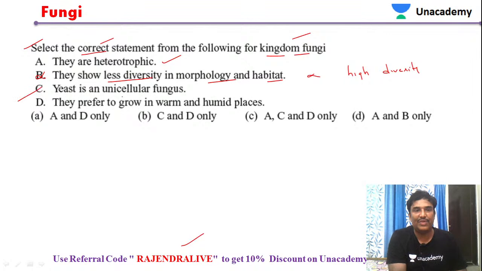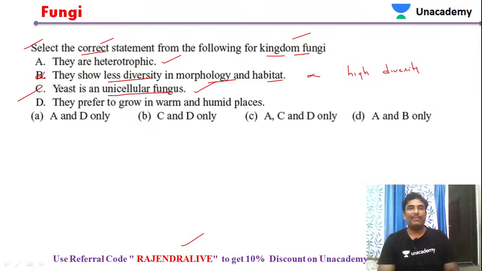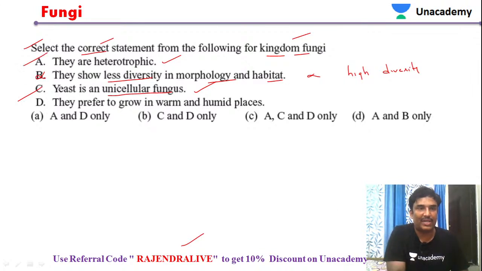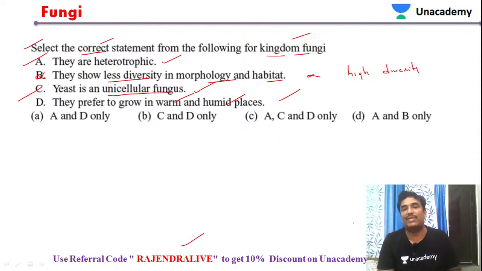Then yeast is a unicellular fungus. No doubt about it. Yeast is a unicellular fungus, so you can take this as an answer. So this is also a right statement. Option A and option C both are right. And they prefer to grow in warm and humid places. Yes, now this is also a right statement. Fungi grow in warm as well as humid places. So based on this, option B is an incorrect statement and the rest of them are correct. So based on that, we can take option C as the right answer in this particular question, students.